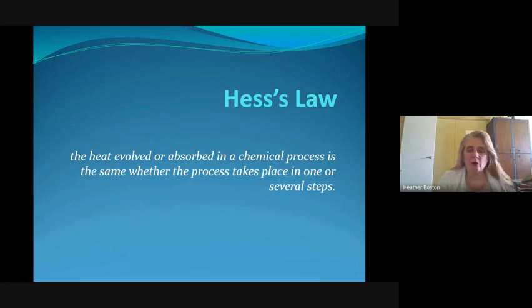Okay, Chem, we're going to go over Hess's Law one more time to make sure everybody understands the concept. Remember, Hess's Law has to do with the heat evolved or absorbed in a chemical process. This is going to be the same whether the process takes place in one step or several steps.